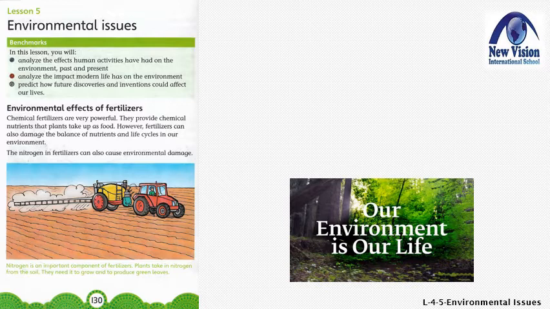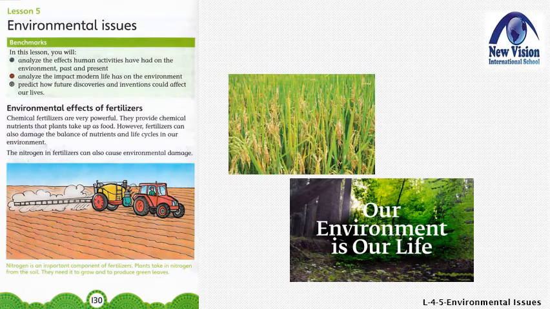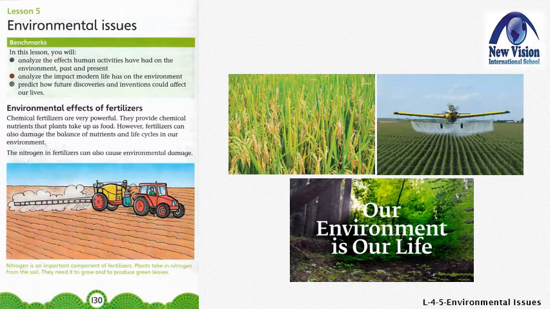Great. Environmental effects of fertilizers. Chemical fertilizers are very powerful. They provide chemical nutrients that plants take up as food. However, fertilizers can also damage the balance of nutrients and life cycles in our environment. The nitrogen in fertilizers can also cause environmental damage. Read the caption of the picture now. Nitrogen is an important component of fertilizers. Plants take in nitrogen from the soil. They need it to grow and to produce green leaves. Okay, my dear students, don't forget to highlight the important sentences from this page.